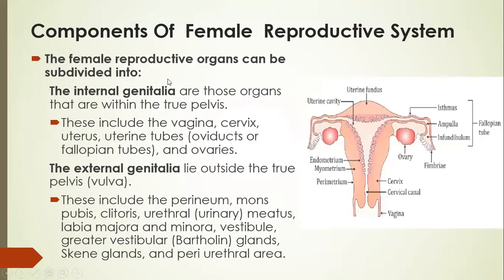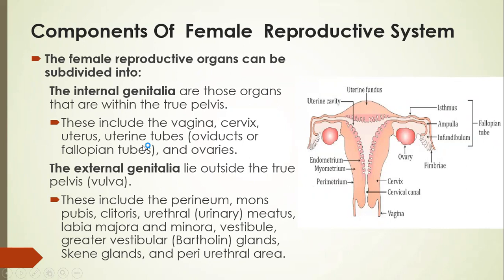These are called the internal genitalia, which includes the vagina. This is the vagina here. Then we have the cervix in the lower part and the uterus in the upper part. Then we have the uterine tubes or fallopian tubes or oviduct. There are different names for this. So this is the fallopian tube. Then we have the ovary. This is the main primary organ, just like in case of the male it will be the testis, here it will be the ovary. So this is the ovary, fallopian tubes, this is the uterus, cervix, and the vagina.